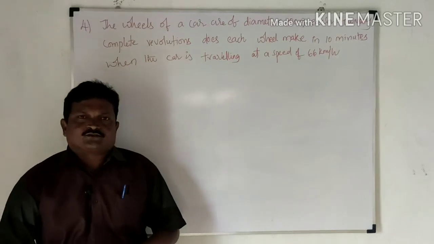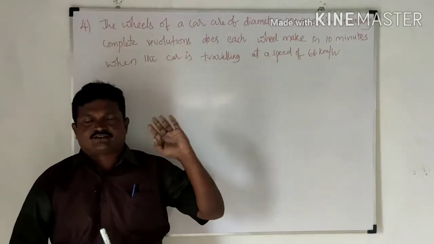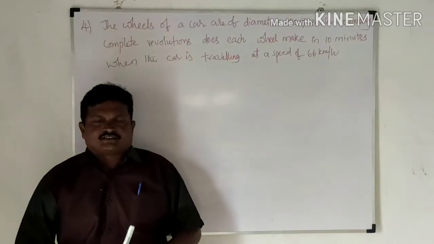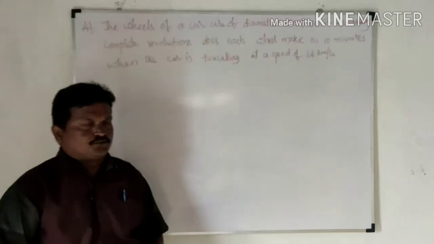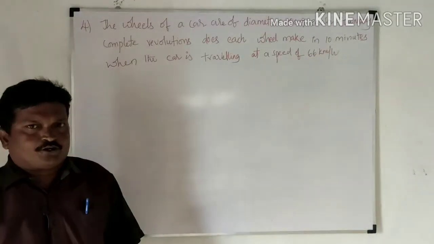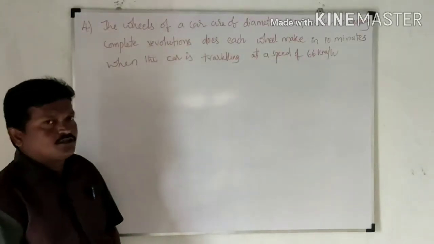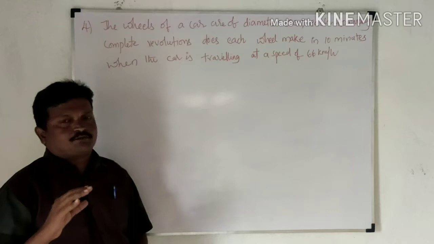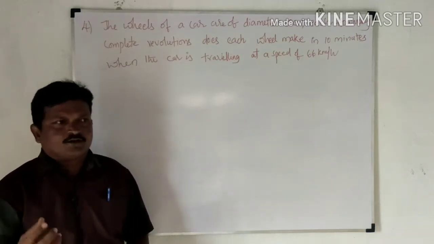In the previous class we solved the second and third questions from exercise 12.1. Today we are going to solve question number 4. This is a somewhat important question, and this model is important. So see the question first. We are trying to read the question properly and understand it properly, then only it is easy to solve.